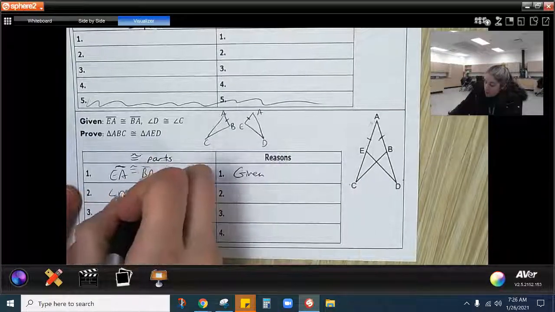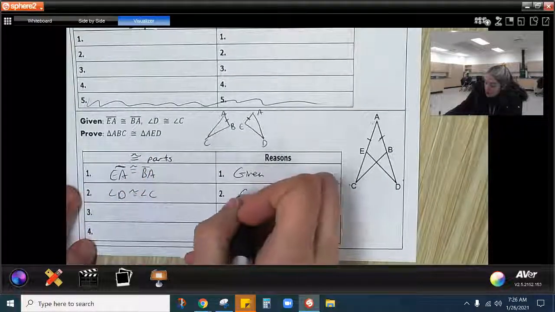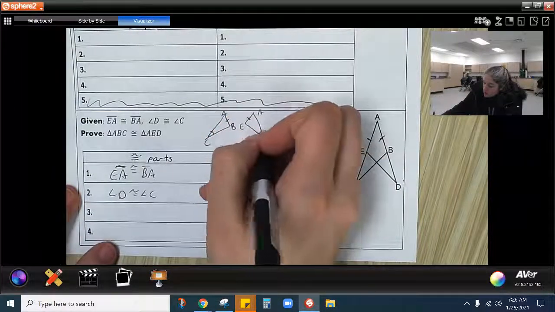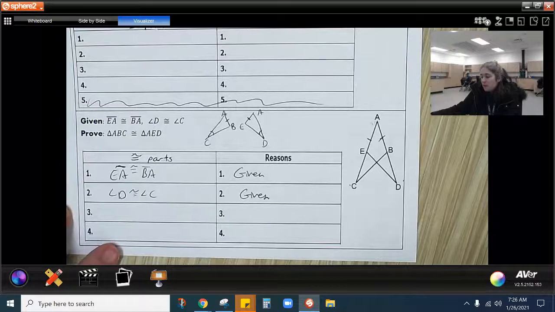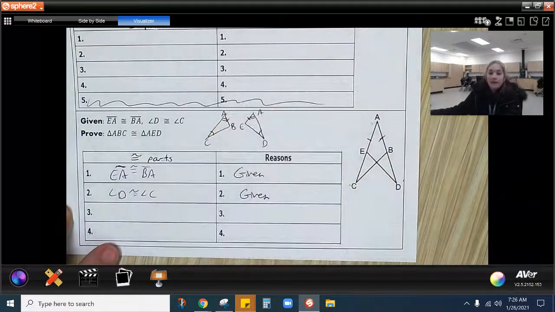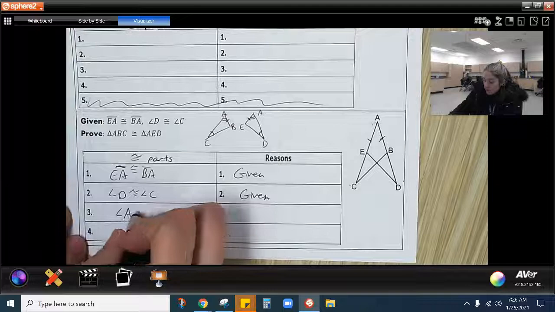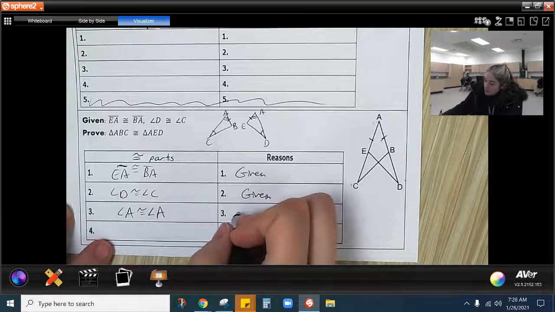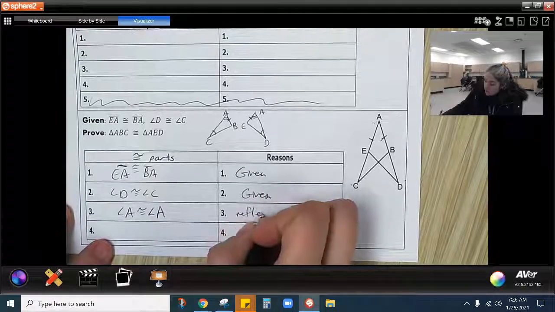And then angle D is congruent to angle C, also given. And then you might look at me and go, well, what else do we know? We don't really have any other line segments that overlap. You're right, we don't, but we do have an angle that's the same for both of them. And that's angle A. Right? Angle A is congruent to itself. So angle A is congruent to angle A. And that is reflexive property.